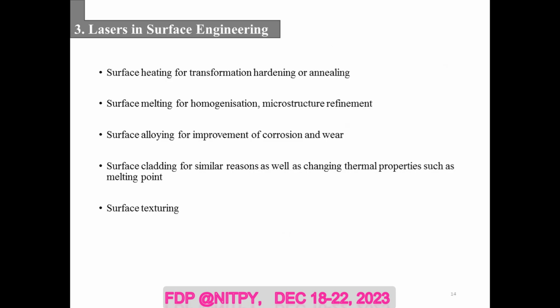Now, how are we connecting lasers to surface engineering? The first is surface heating for transformation hardening or annealing. The second is surface melting for homogenization and microstructure refinement. The third is surface alloying for improvement of corrosion and wear applications. The fourth is surface cladding, for similar reasons, also used for improving corrosion and wear applications. The fifth is surface texturing. Now we will see one by one how surface heating, surface melting, alloying, and cladding work.